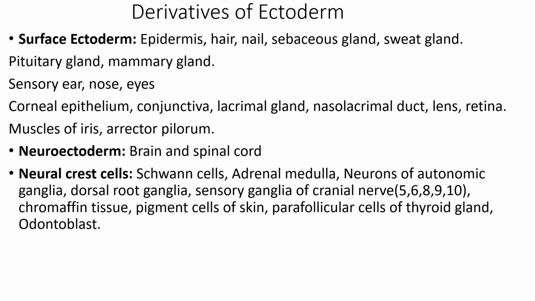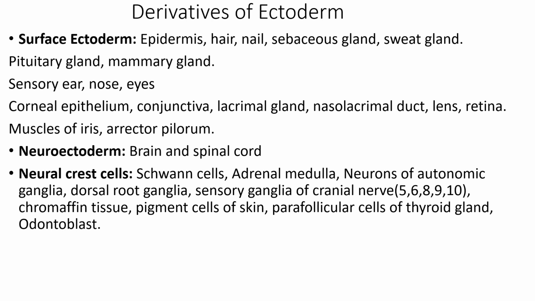Then the neuroectoderm gives rise to neural tube, and from the cephalic part of the neural tube, three vesicles are seen: forebrain, midbrain and hindbrain vesicle. They will give rise to the brain, and the caudal or distal elongated part gives rise to the spinal cord. Then we have seen that there are specialized cells known as neural crest cells.